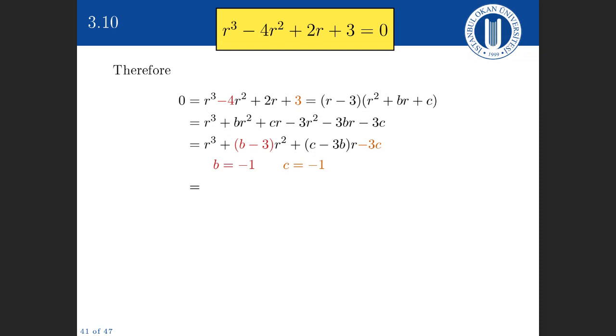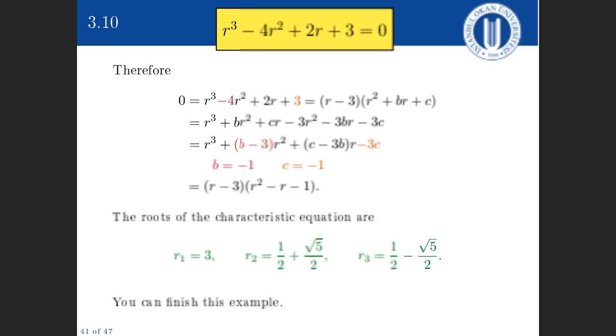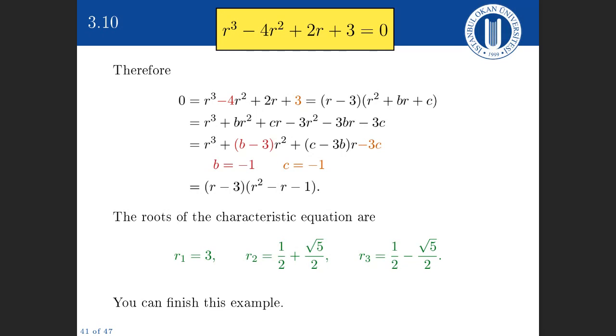Let's quickly check the middle one. c minus 3b, that's minus 1 minus 3 times minus 1, or minus 1 plus 3, is 2. Yes, that works. So our characteristic equation is r minus 3 multiplied by r squared minus r minus 1. And you know how to solve a quadratic equation. That's straightforward. I'll just tell you that the roots of this characteristic equation are therefore 3, a half plus root 5 over 2, and a half minus root 5 over 2.